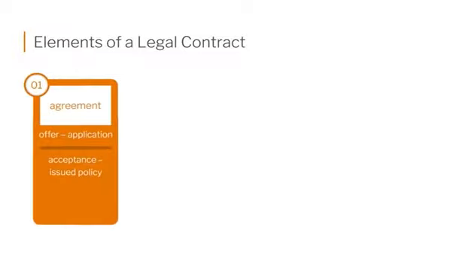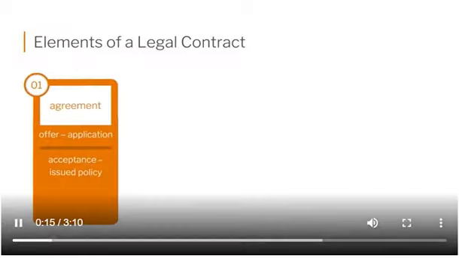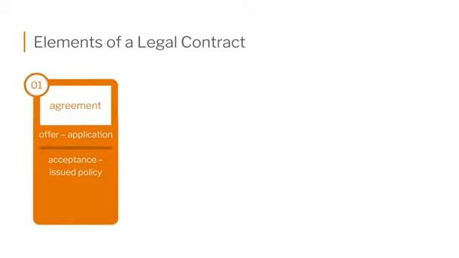Contract. Remember I said all policies of insurance are actually contracts. So there's 4 elements that you're going to want to know for test purposes. The first part is there has to be an agreement between the 2 parties. The 2 parties to life insurance, for example, is the insurance company and the insured or policy owner.